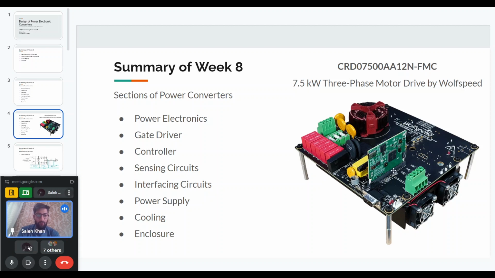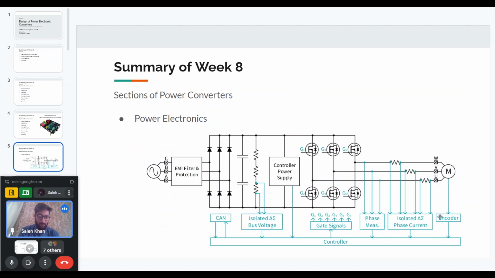So I was talking about this converter. It's a three-phase motor drive by Wolfspeed, and we'll see all these different sections for this converter. If you search for it, you will find they have given the circuit diagram. Three-phase AC is the input, and then it will drive a three-phase motor. And in between, first of all, we have an EMI filter and some protection circuits.